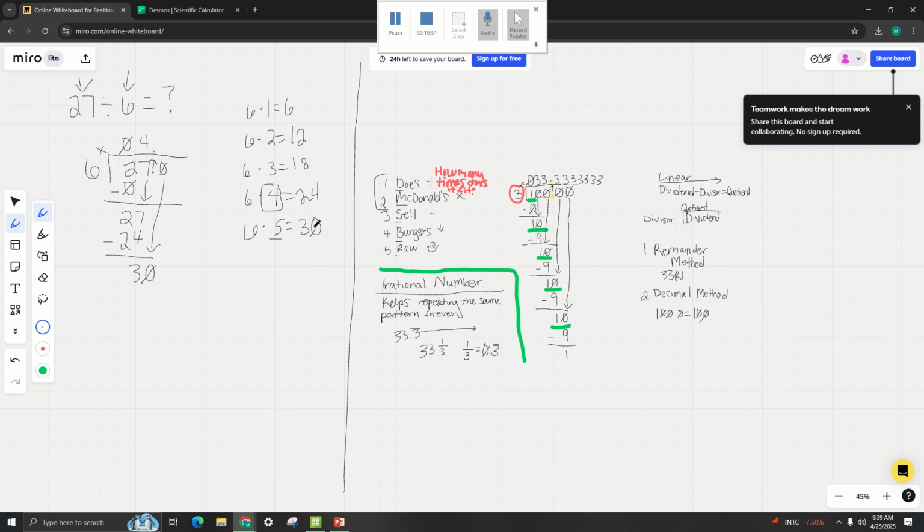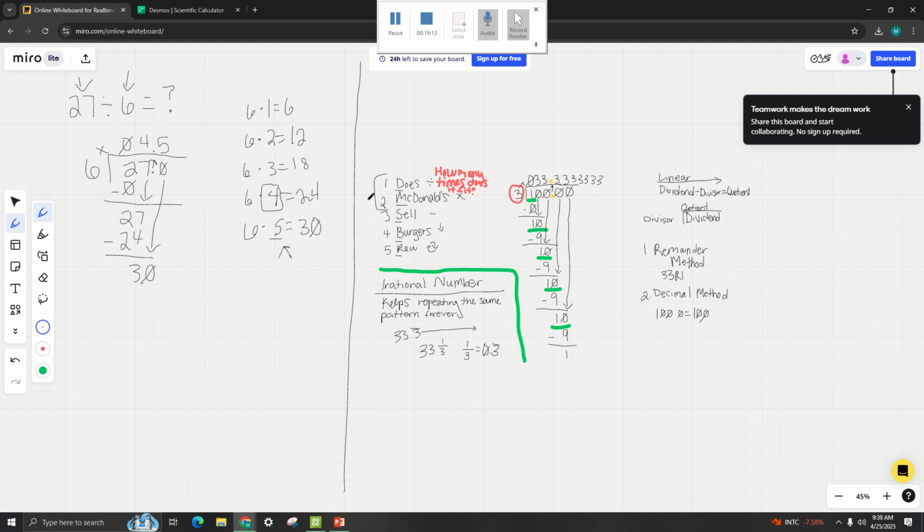and now we get to go back to step 1. We're going to repeat. So I have to ask myself, how many times does 6 fit in 30? Well, look, I already did all the work over here. I know 6 fits in 30 5 times. So I can put my 5 up here above that 0 I just created.